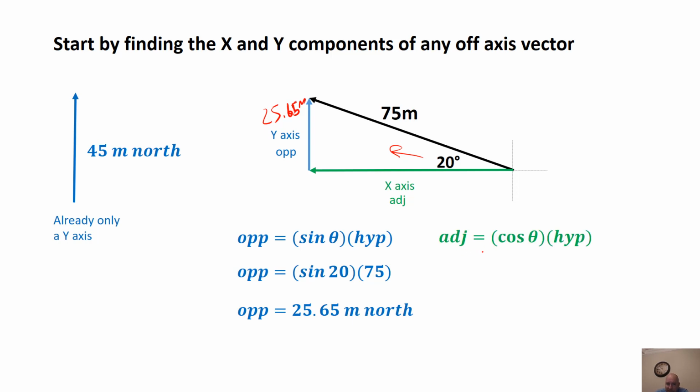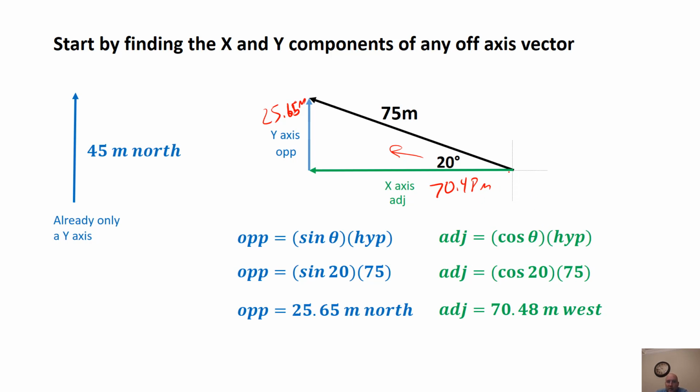Then we're going to go ahead and take our adjacent side. We want to find this side right here. This is going to be our x-axis component because it lies along the x-axis. Cosine 20 times the 75. We're going to get 70.48 meters. So this is going to be 70.48 meters east. West, not east. West. We're going that way.